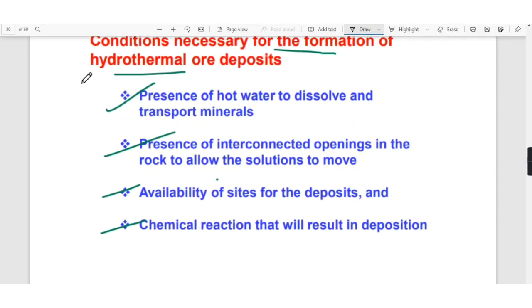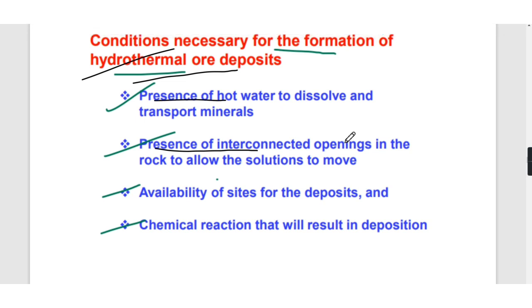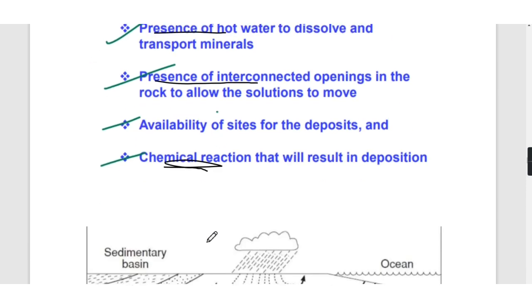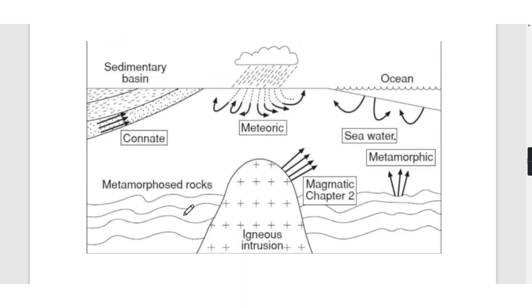So what are the conditions necessary for the formation of hydrothermal ore deposit? There should be presence of hot water, presence of interconnected openings, okay. Hot water should be there, only then can it transport and dissolve whatever minerals are there. Openings should be there through which the solution can move, right. And some type of chemical reaction should be there. So these are the various types of water, which can be connate, present originally, meteoric in the form of rainwater, okay, magmatic water or metamorphic.